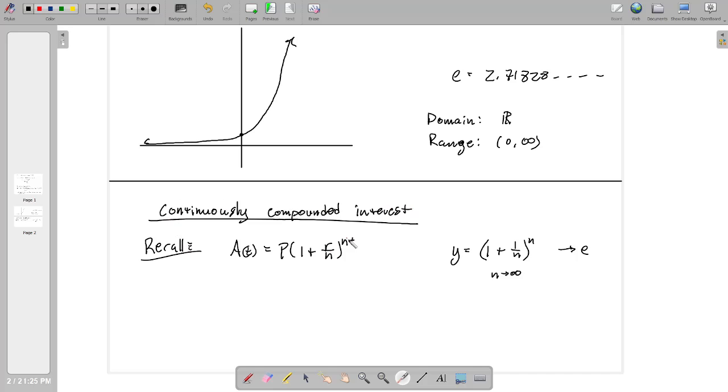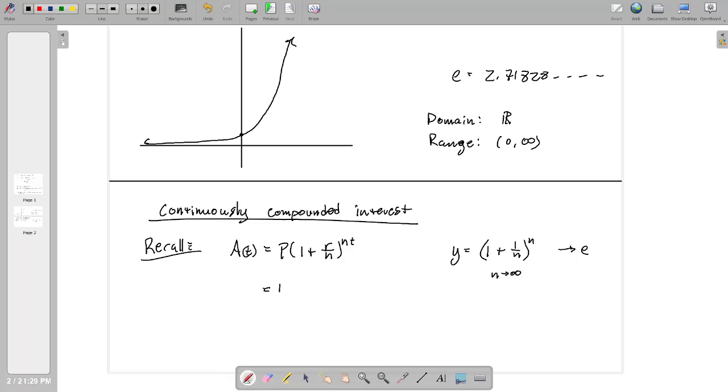What if we wanted to compound this interest not even every second of the year, but more than that? Just continually add our interest into our principal. Well, then what we would get is this. As n is going to infinity, this would be going to e. So what I'm going to do here is do a few manipulations in order to get the next formula that we're going to use for continuously compounded interest, right?